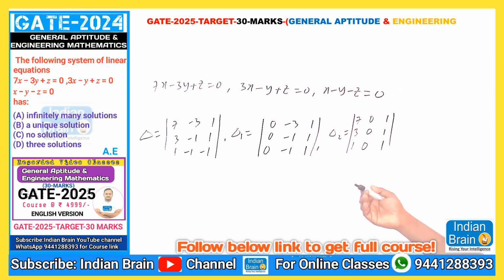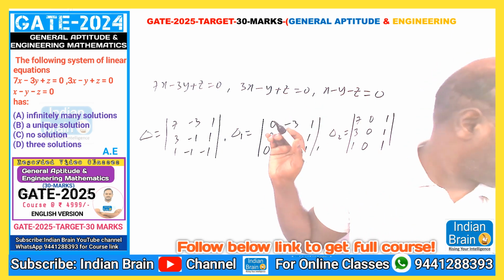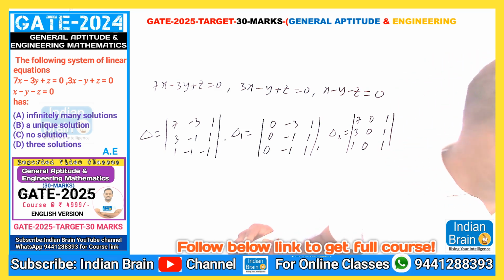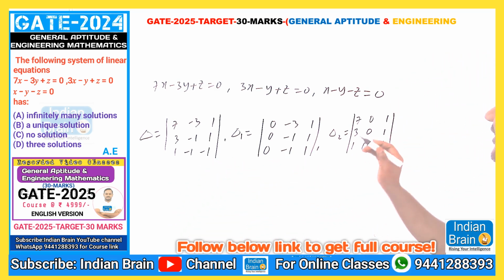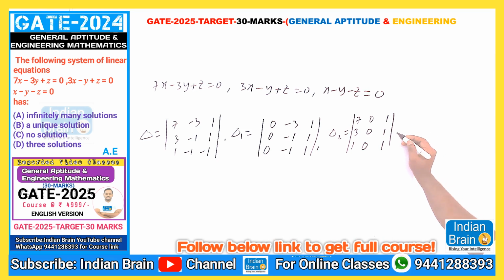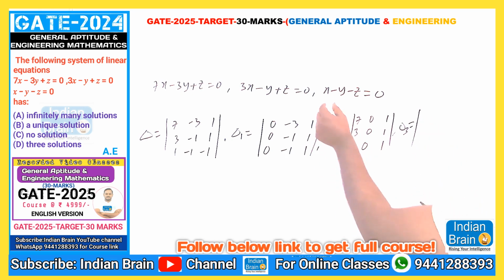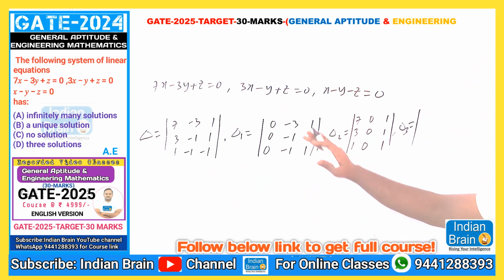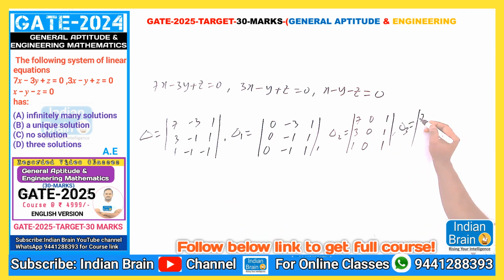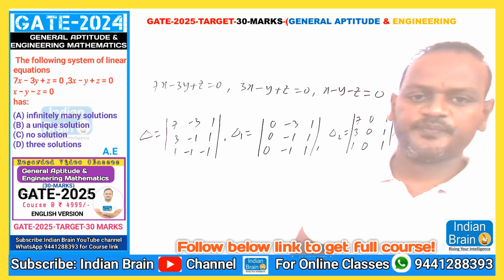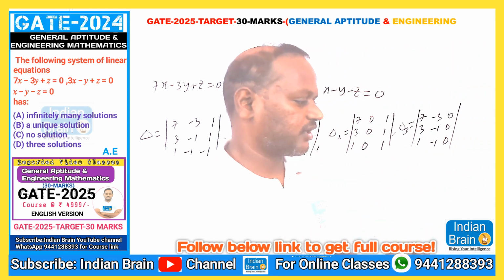Delta 3 will be easy now. Till now we have the delta 1 value and we need to go for delta 3. Delta 3 is the same, so the third column should be replaced by zeros, I mean constants. The first column will be the same: 7, 3, 1, minus 3, minus 1, minus 1. The third column is very interesting: 0, 0, 0. That's it. These are the basic ideas we have. I think you get the command on it, right?